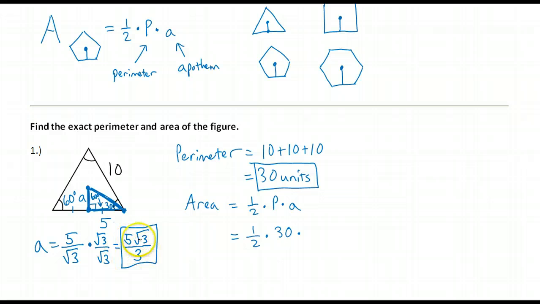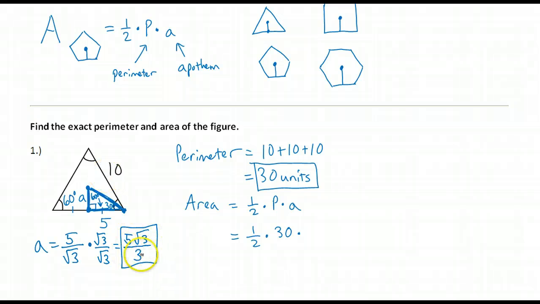A couple things I need to point out. This apothem is not half of this entire length. It doesn't work out that way. It's actually only a third of the entire length. So don't think you can take this entire altitude and just divide by 2. That's not correct. Don't think that this entire altitude is going to be 10. This entire altitude is actually 5 square roots of 3.